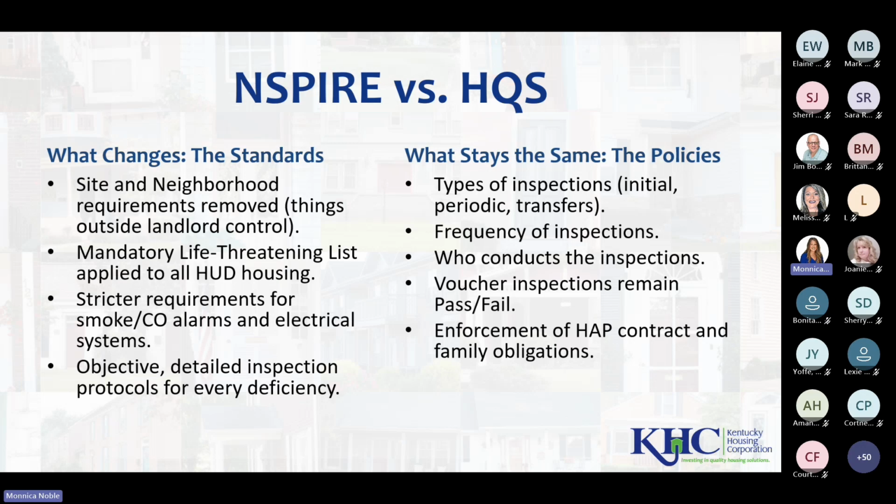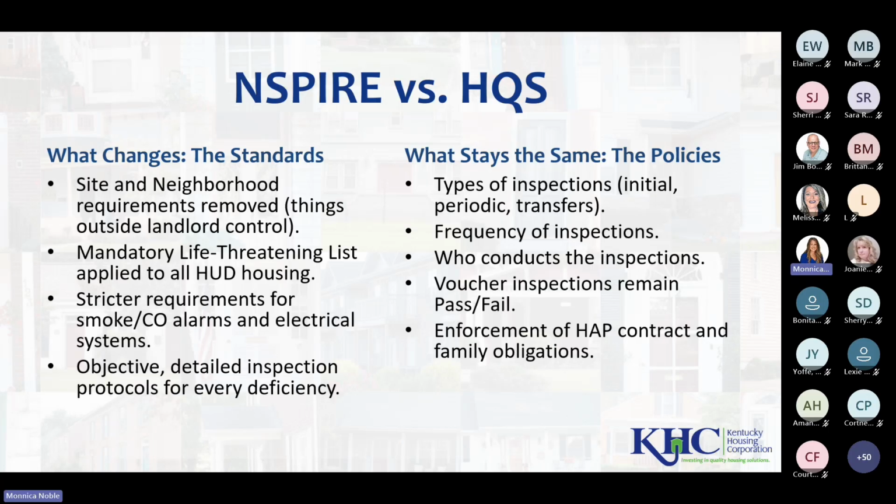So NSPIRE versus HQS. Let's compare NSPIRE to HQS. Since many of you have conducted voucher inspections, what's changed? Firstly, the inspection standards themselves have changed. They're much more detailed and objective. Site and neighborhood requirements are removed. So no longer are we looking at graffiti on the outside of a building. Smoke and carbon monoxide alarm rules are much stricter. Electrical system requirements are much clearer. And mandatory life-threatening items will now apply to all HUD housing.